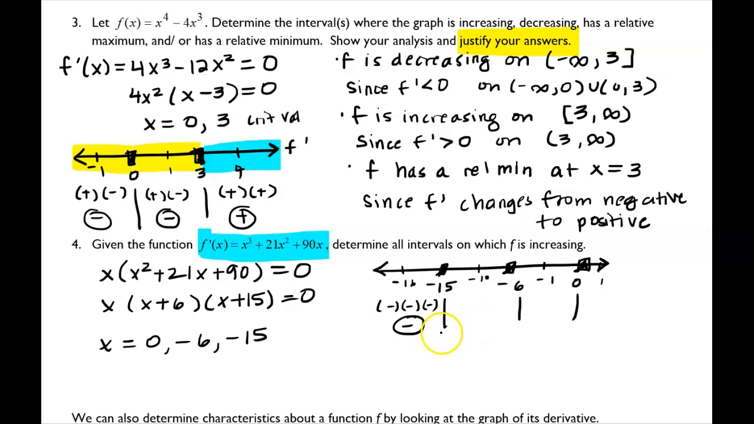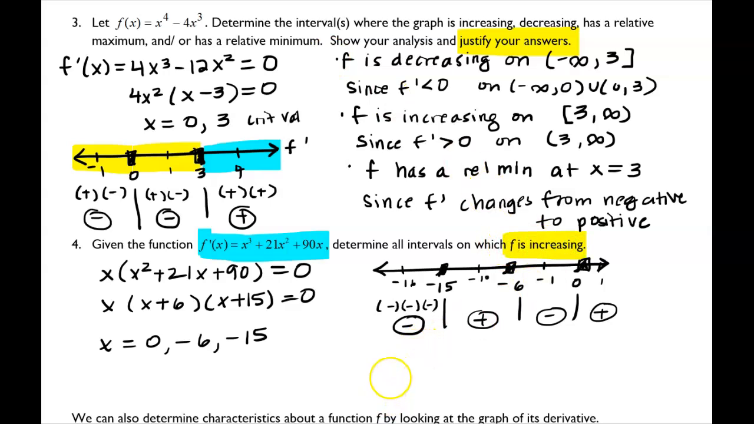If you want to use that trick I talked about in the last problem, all of these have a power of 1 on the factor, which means the sign will change every time. So this is going to go negative, positive, negative, positive. That's just a little shortcut for you. And so we don't have to do all of the work that we had to do in the last problem. We're just looking to see where f is increasing.